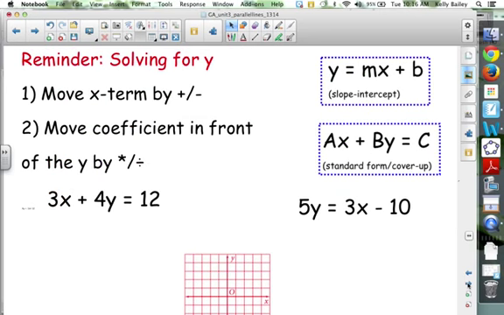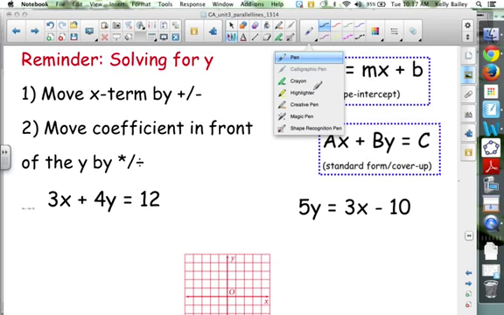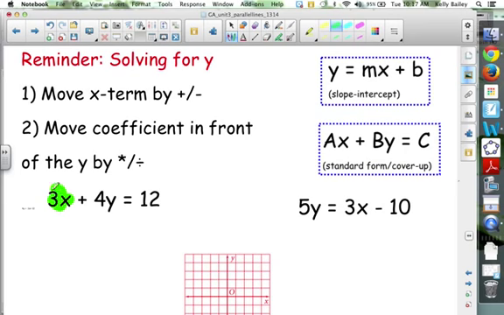When you are solving for y, meaning if you prefer slope-intercept form, which is fine, you need to make sure it's always in y equals mx plus b. The two examples down here on the page aren't. First thing you need to do would be to move the x term by adding or subtracting. The x term is here. You don't want to move the 3 from the x. You want to take the whole 3x term and move it over with the 12.